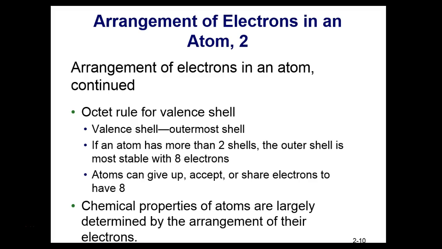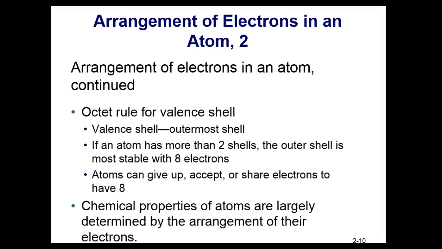The outermost shell is your valence shell. If an atom has more than 2 shells, the outer shell is most stable with 8 electrons. Atoms can give up, accept, or share electrons. That brings us to the bonds that we're going to talk about.